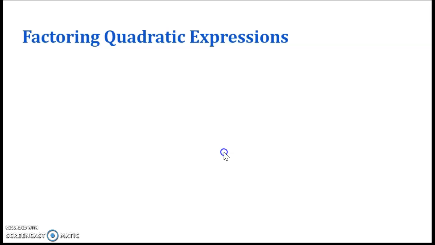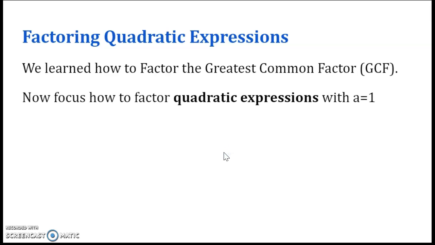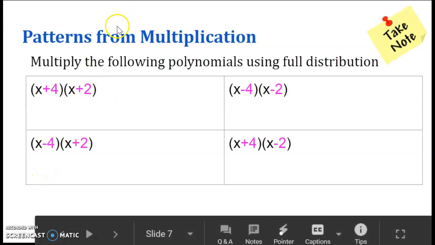So how do we go about factoring a quadratic expression? We learned how to factor the greatest common factor, the GCF. Now focus on factoring quadratic expressions with a equal to 1. That means the number in front of x squared is just 1, or there is no number, right? So it's always going to be in the form of x squared plus bx plus some c, where b and c are some numbers, positive or negative. It does not have to be a whole number, but for simplicity's sake, we're just going to keep it to whole numbers for now.